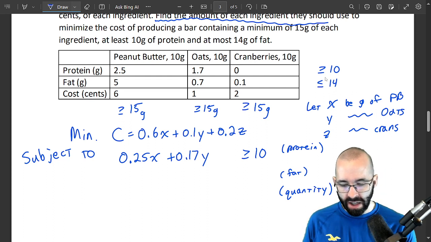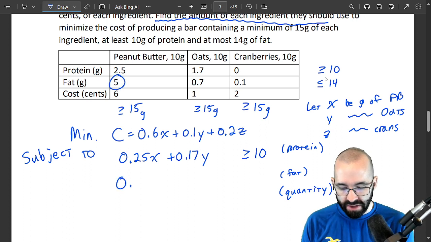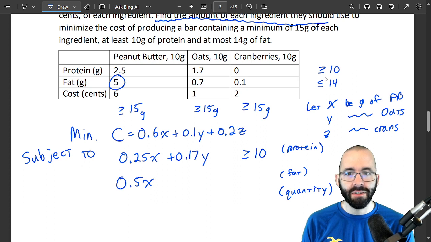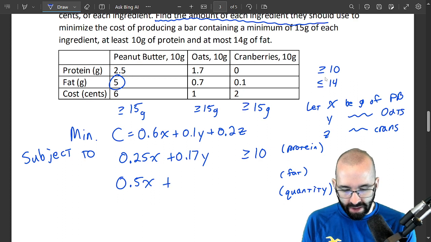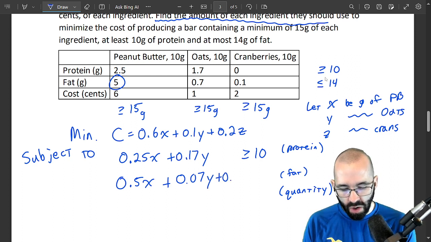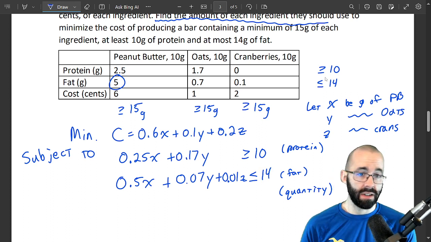So fat. Well, we have 5 grams of fat for every 10 grams of peanut butter. That's going to be half a gram for every gram of peanut butter. 50% of peanut butter is just directly fat. That's what that translates to. All right. And then it's going to be 0.07 grams of fat for a gram of oats and 0.01 gram of fat for every gram of cranberries. And we need the fat content to be no more than 14.